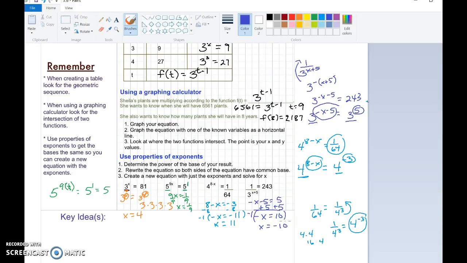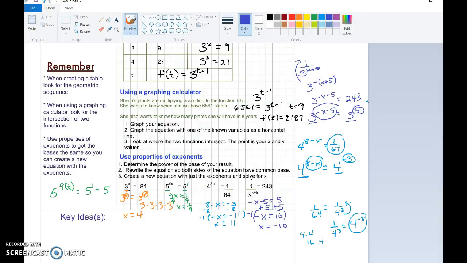I can check it by putting in negative 10 for x. If I say negative 10 for x, negative 10 plus 5 is a negative 5. 3 to the negative 5, 1 over 3 to the negative 5. Cross the line, change the sign. It becomes 3 to the positive 5, 3 to the fifth power. If I put that in my calculator and multiply 3 times 3 times 3 times 3 times 3, I get 243, and voila, it works.